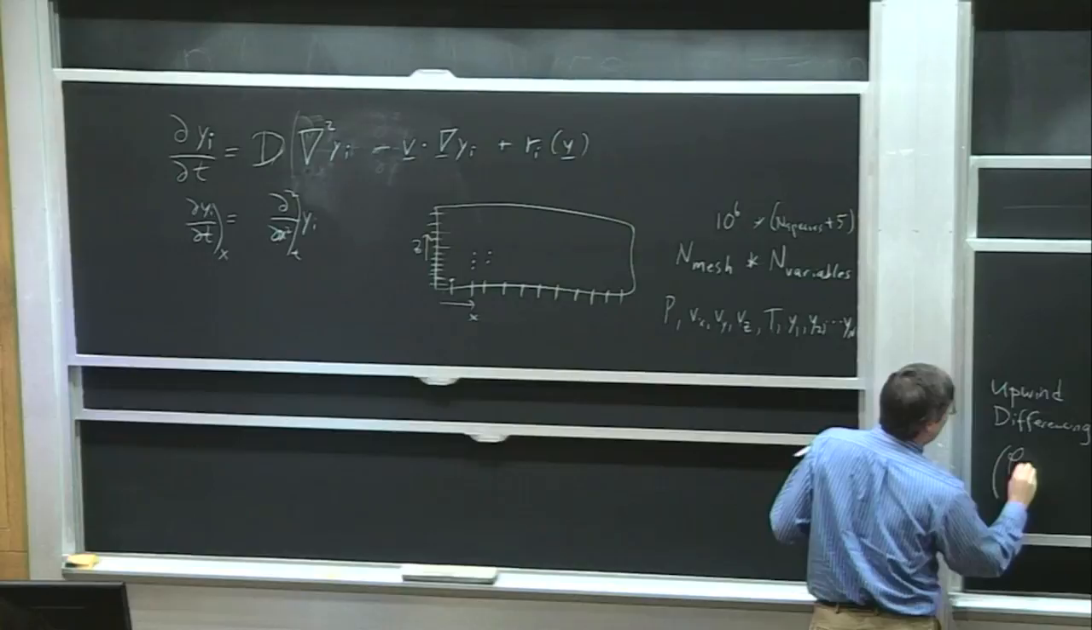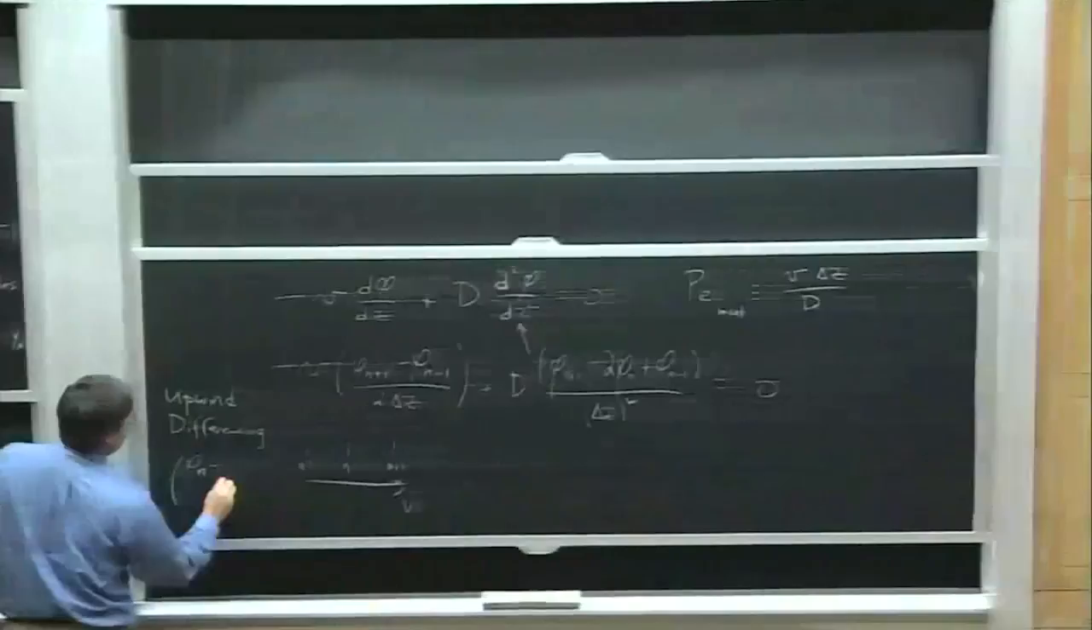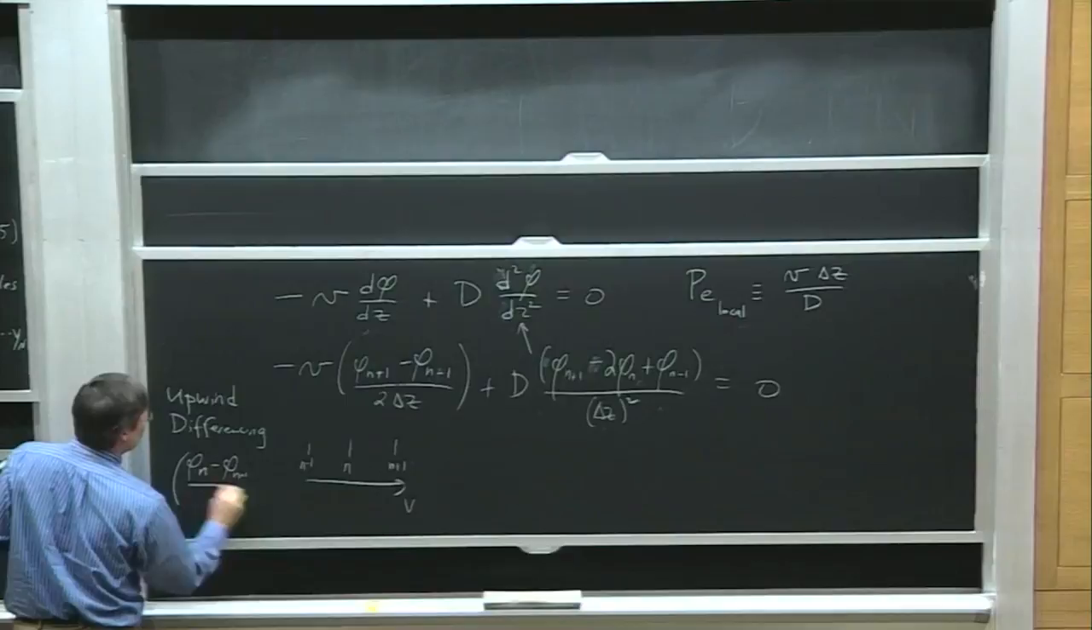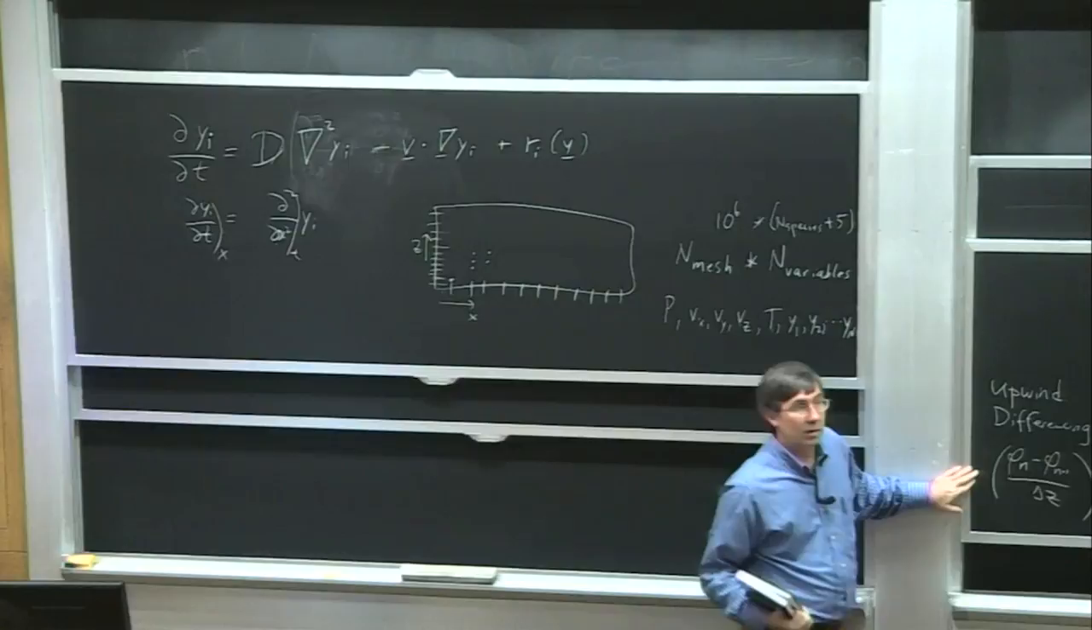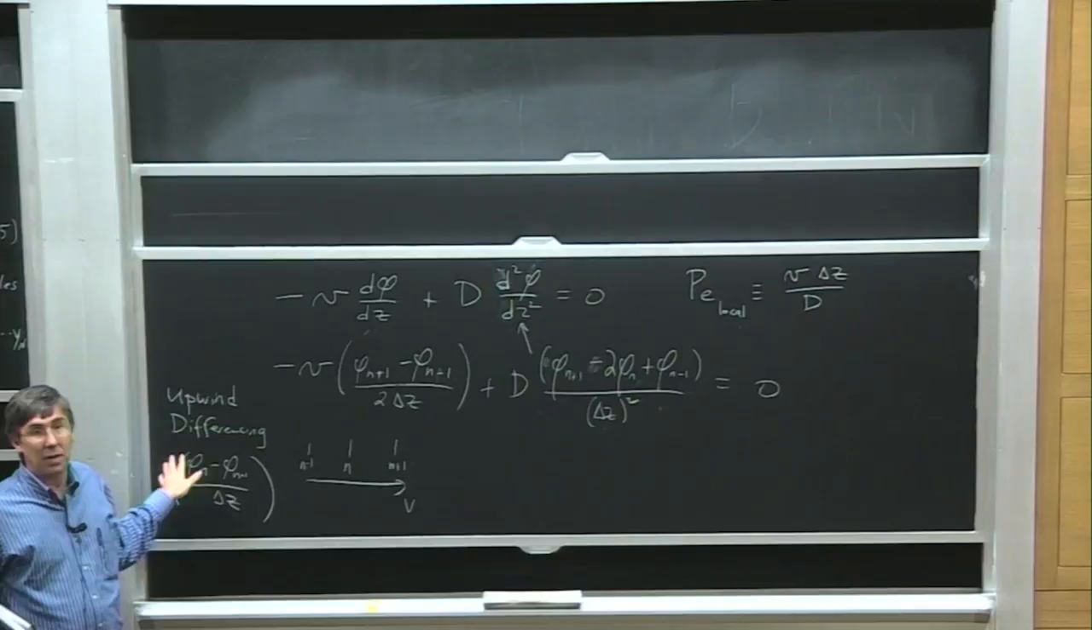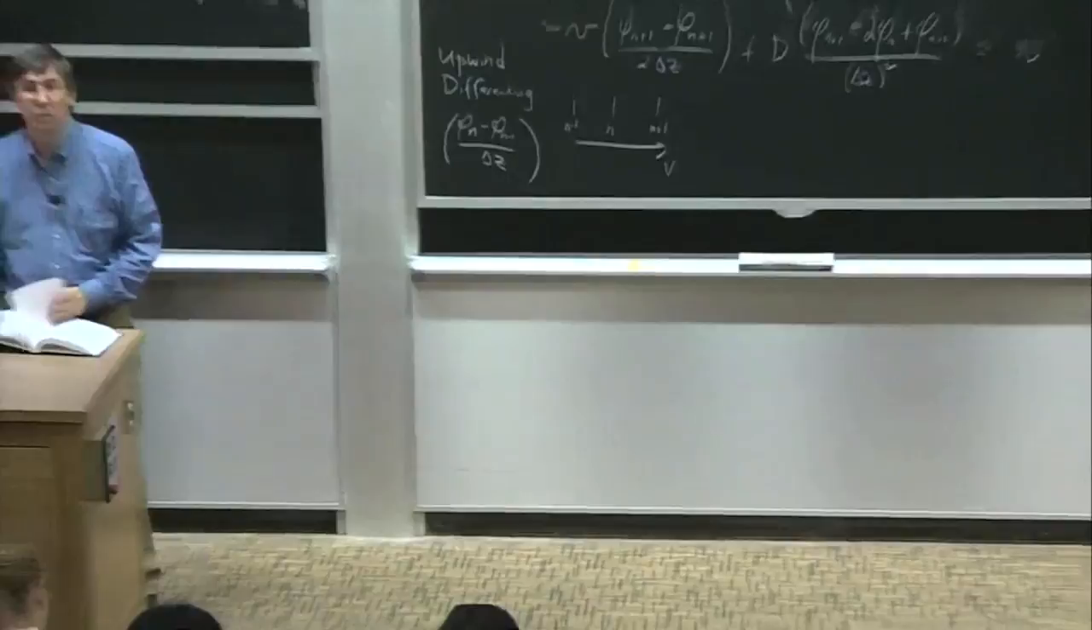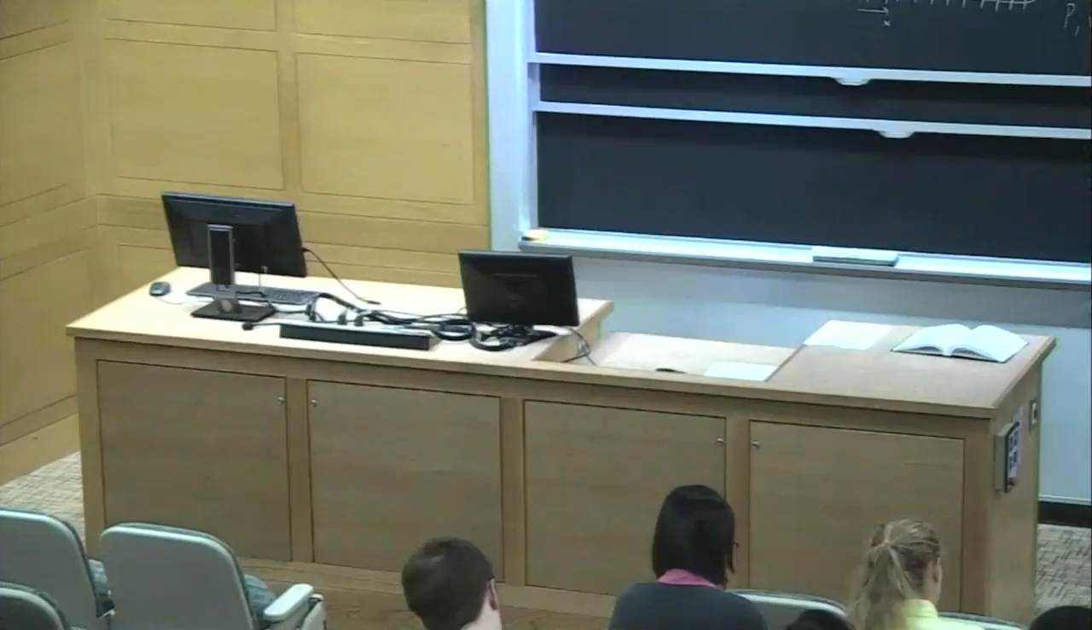Where they would say, okay, instead let's use phi of n minus phi of n minus 1, over delta z. Just use that instead of using this formula. Now, you wouldn't think that that would make much difference, but it makes a gigantic difference. And so if you look in figure 6.8 in the textbook, you see you get perfectly stable solutions when you do that. But where you do this one, you get crazy oscillatory unphysical solutions, unless you choose delta z really tiny.